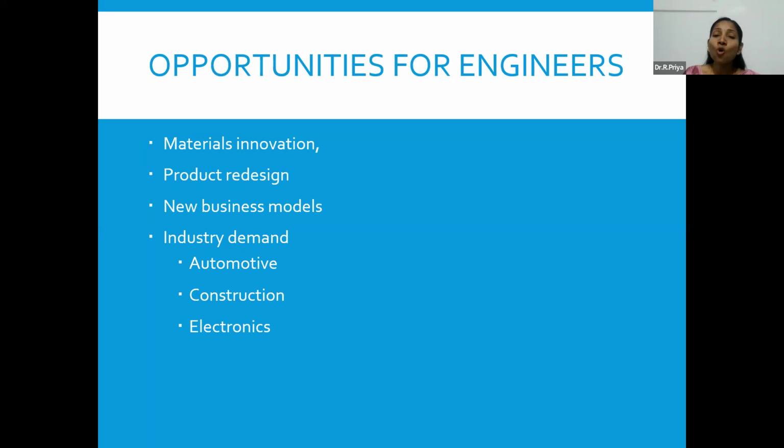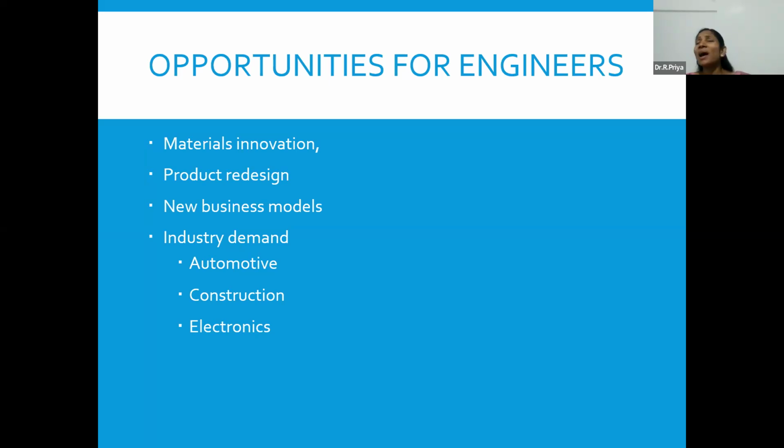Third opportunity is new circular business models. Support the shift from ownership to product as a service. Example, leased electronics, pay per use equipment. So, work with businesses to create reverse logistics systems and material take back schemes. Enable digital tracking of components, digital twins, material passports, etc.